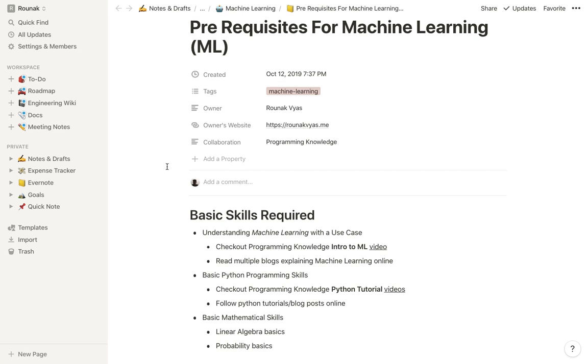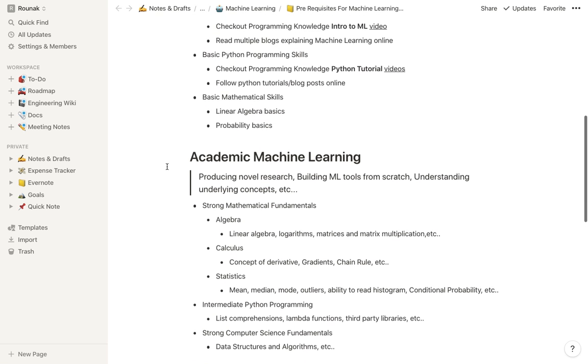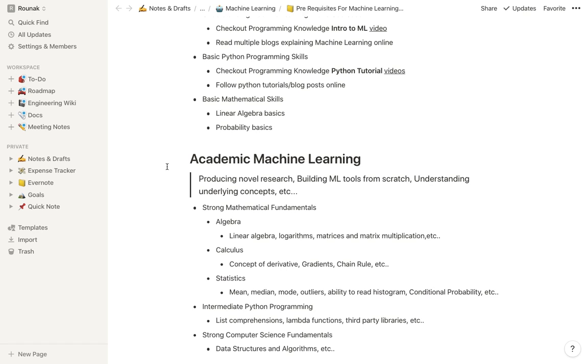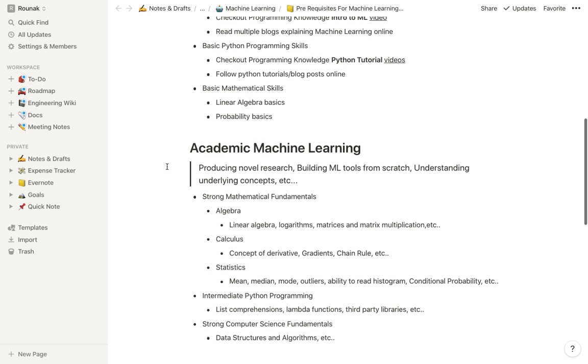So the first is academic machine learning. If you want to produce novel research, write research papers, read research papers, build machine learning tools from scratch, and understand the deep underlying concepts, then you can refer to these prerequisites before jumping into the academic machine learning part of it. So let's start.